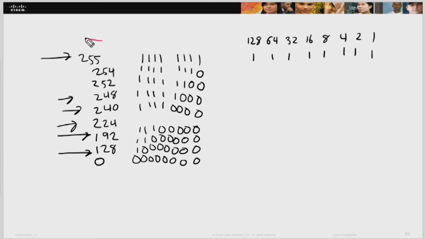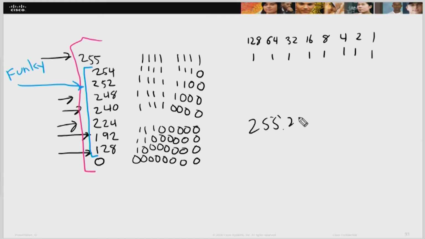These values right here, 255, 254, 252, 248, 240, 224, 192, 128, those are the only possible combinations that you can have for this classful or non-zero boundary. Well, I guess if I want to actually say it, those numbers aren't going to include 255 and 0. They're just going to be these numbers 254 through 128. These ones in blue are what I call the funky octet values. So your subnet mask can look like 255.255.255.240, and that's perfectly fine. And this 240 is what I call the funky value.